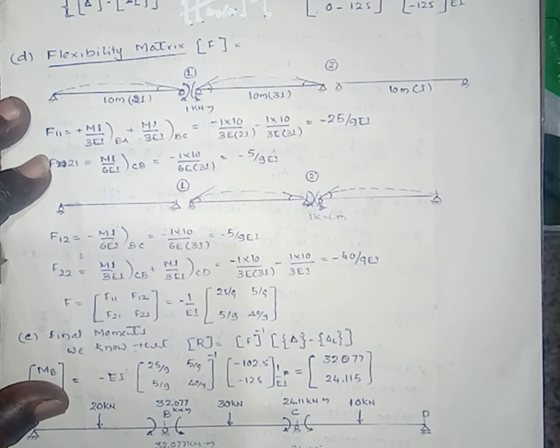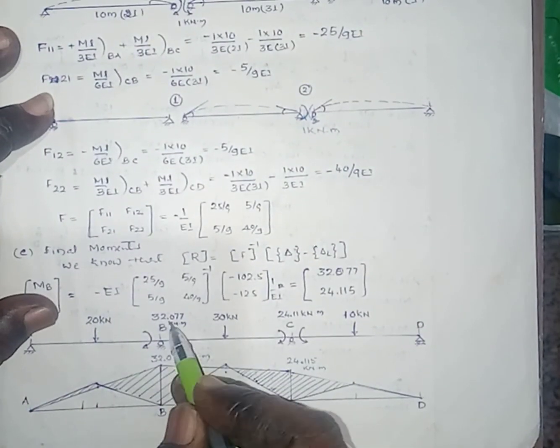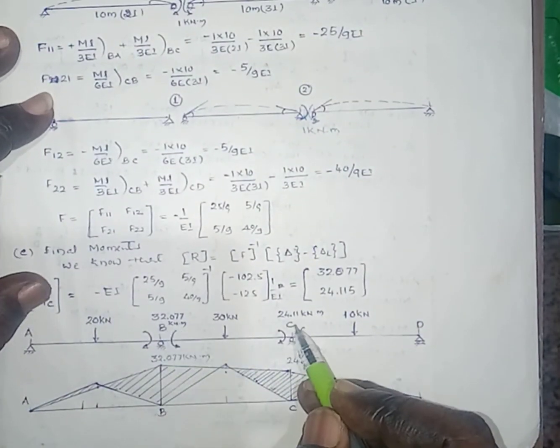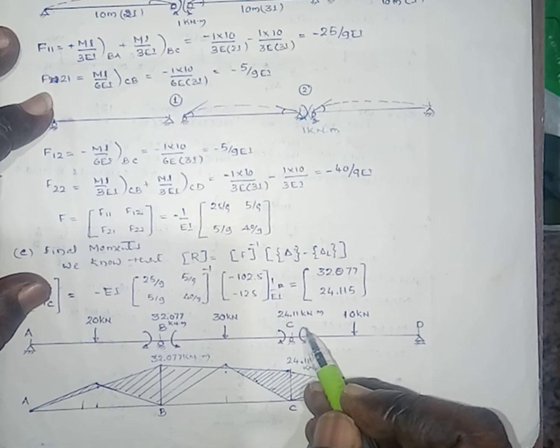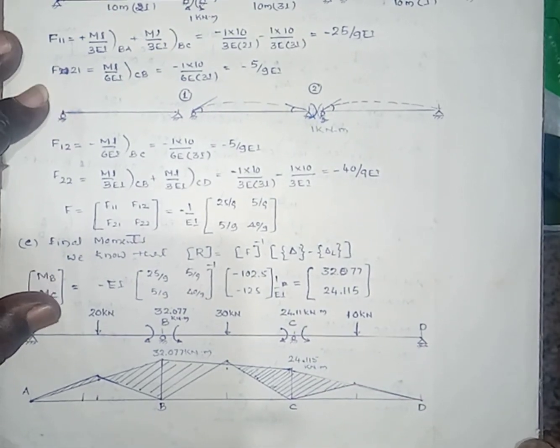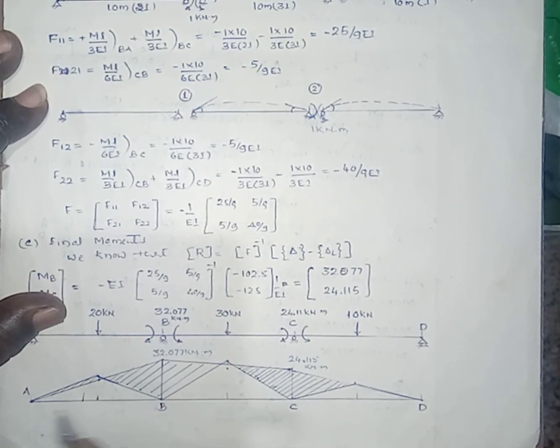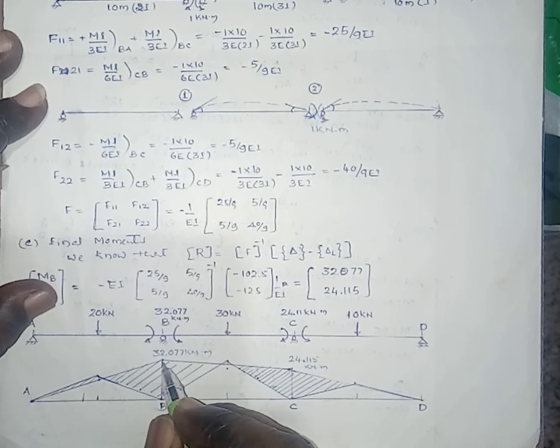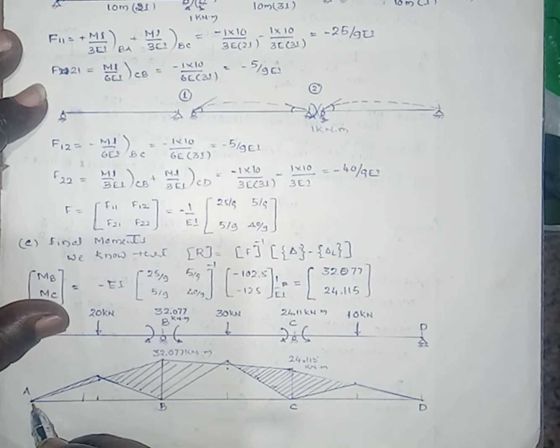Here the support moments, 32.077 at this point B, at this point C 24.115 kilonewton meter. Just now we have calculated. Now we can easily draw the bending moment diagram. Here at A, bending moment is 0, support moment at B, that is 32.077, that is hogging. Hence join these 2 points by a straight line.